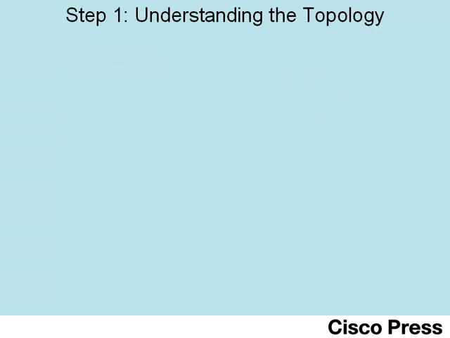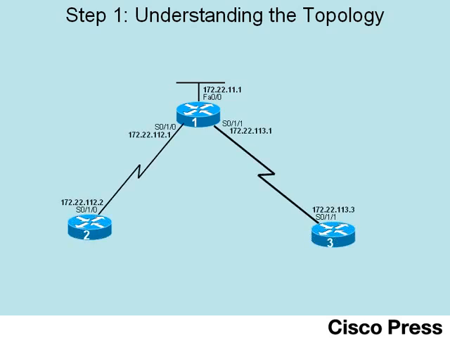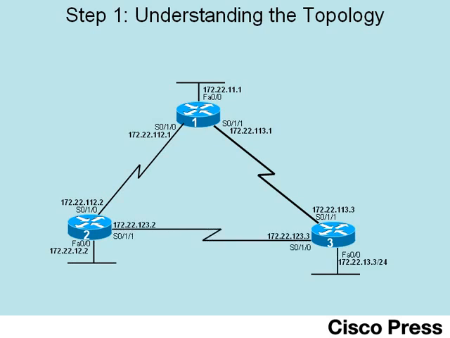Let's start step 1 by taking a look at the IP addressing and the topology used for this part of the lab. As you can see, router 1 has a LAN interface with IP address 172.22.11.1, as well as 2 WAN interfaces that are connected up to routers R2 and R3. Additionally, R2 and R3 each have a LAN interface that's been configured with an IP address shown there, and router 2 and router 3 have a serial link between each other.